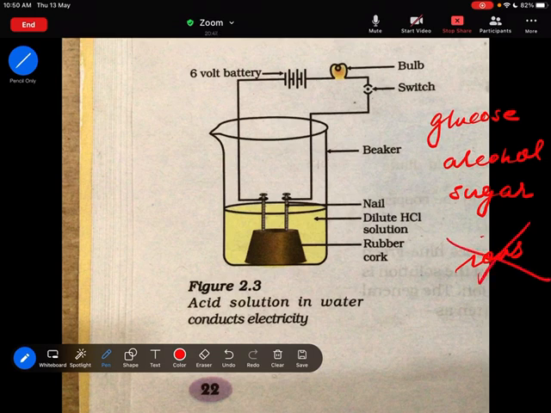So in aqueous solutions, ions carry current. Glucose solution and alcohol solutions do not conduct electricity. Sugar solution cannot conduct electricity. Alcohol solution cannot conduct electricity. Glucose solution cannot conduct electricity because they cannot produce ions. The electric current is carried through acidic solution or basic solutions by ions.